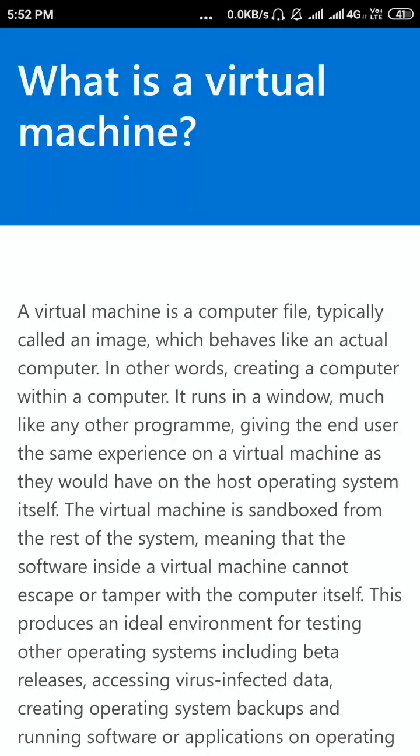Our today's topic of the session is virtual machine. In this session, we will see how virtual machine works on your system. So, a virtual machine is a computer file, typically called an image, which behaves like an actual computer. This virtual machine is generated, and you can say created, in your physical PC with the help of hypervisor software.